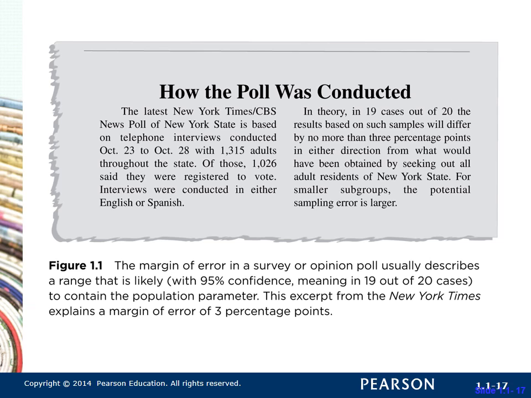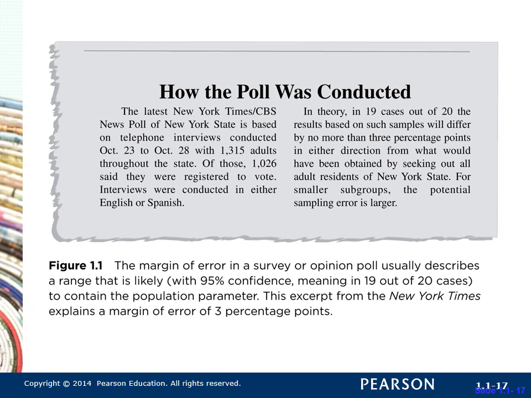This is our first little math thing. With 95% confidence to contain the population parameter. So we're going to use a sample to figure out, well, we think the true population parameter or characteristic is within these amounts. So here it says the excerpt from the New York Times explains a margin of error of 3%. So that means it could be 3% above or 3% below the number they came out with.